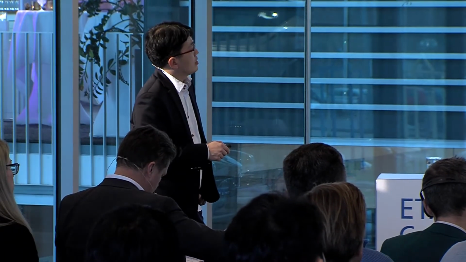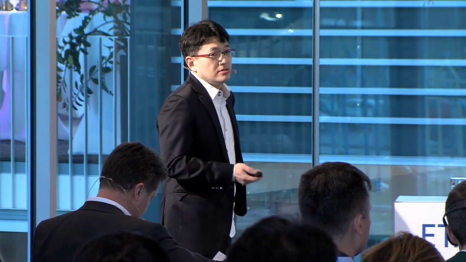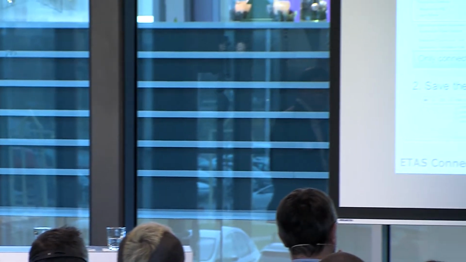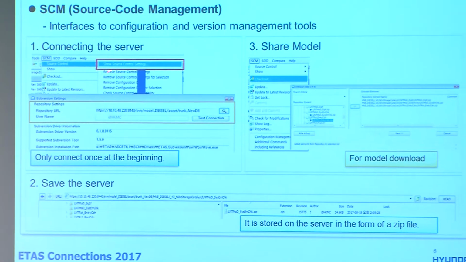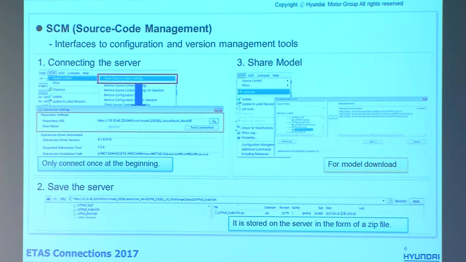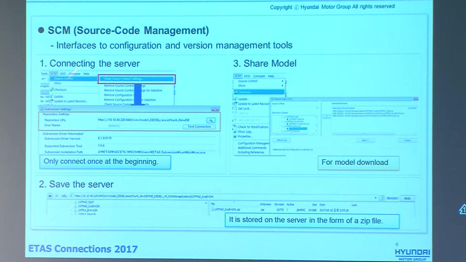ASCII SCM. ASCII SCM is used by developers to share the modules they are responsible for. SCM means source code management. To use the SCM, we must connect to the server. You can enter the repository address and ID in the SCM setting. You only need to do this once at the beginning of ASCII.